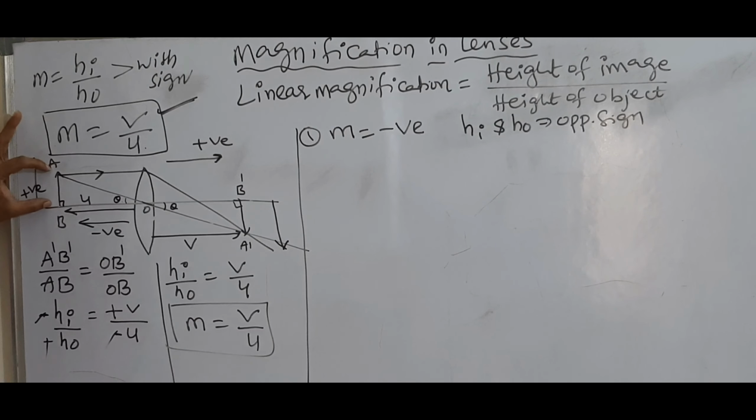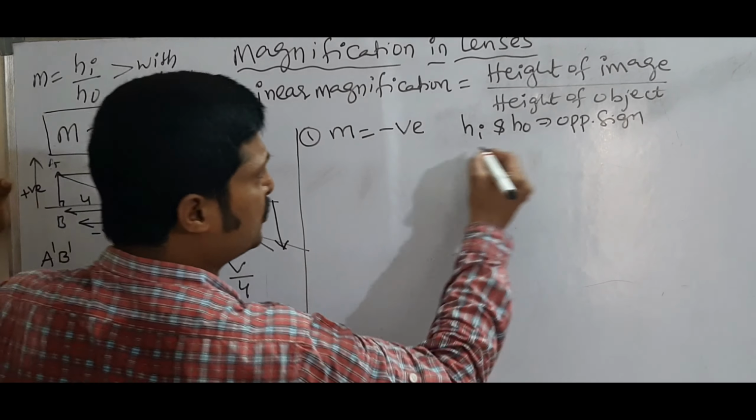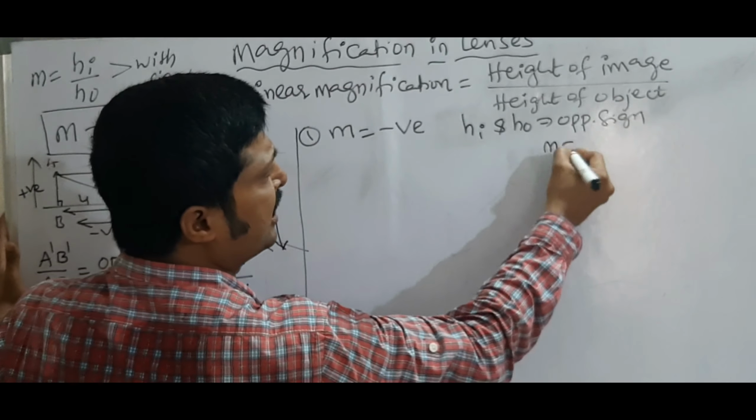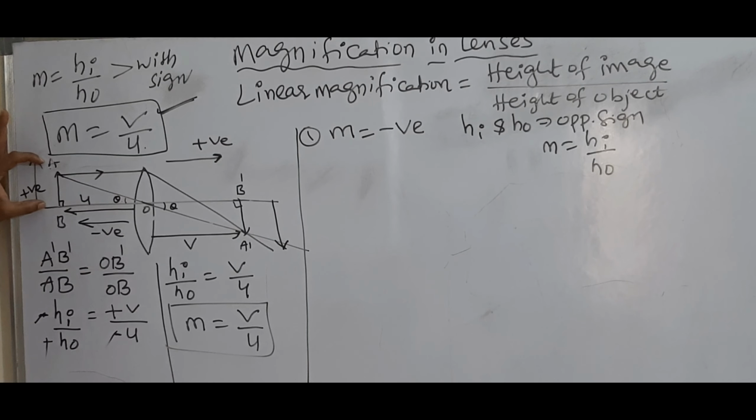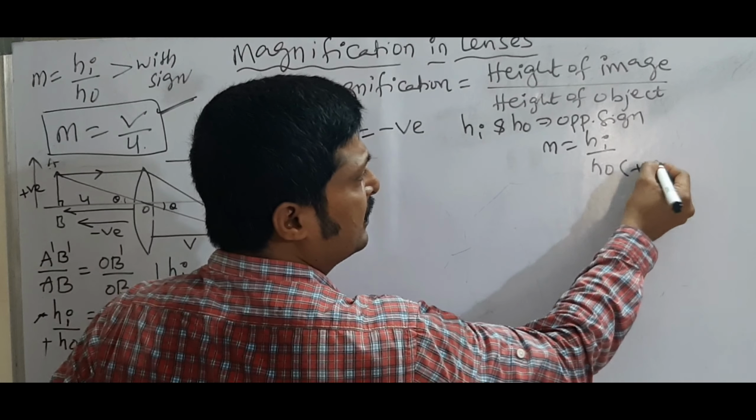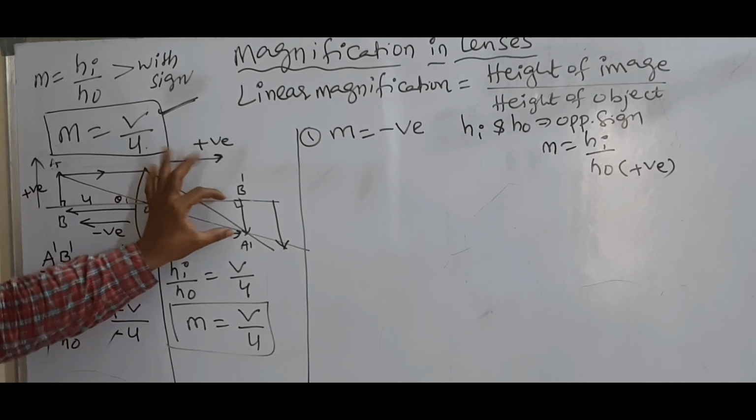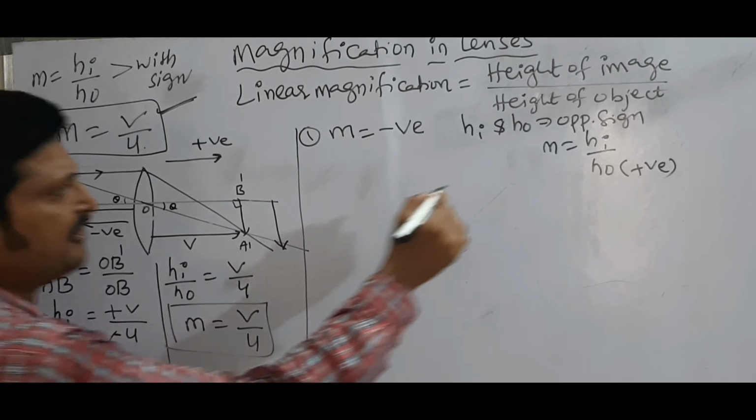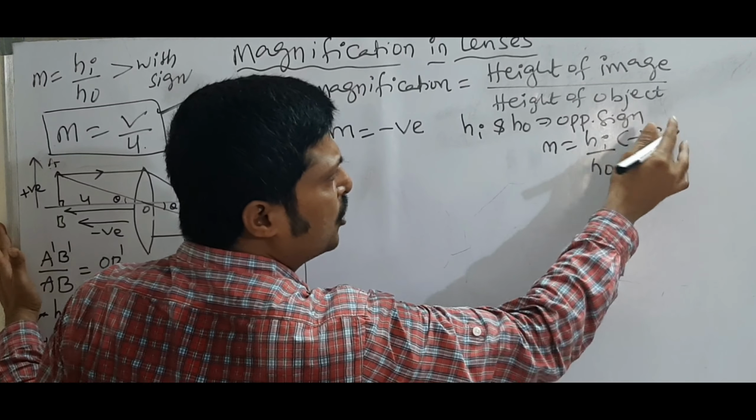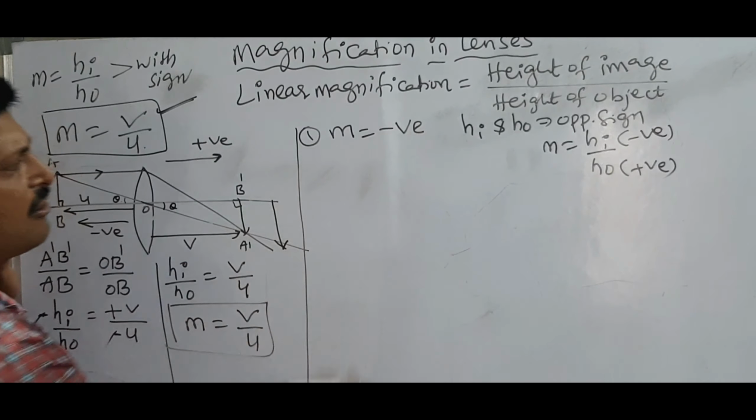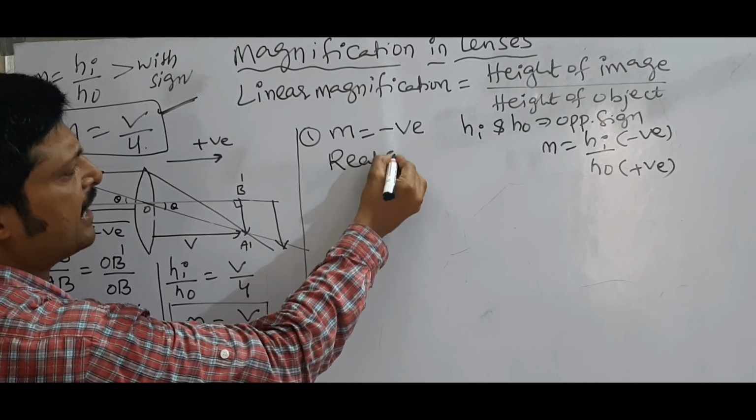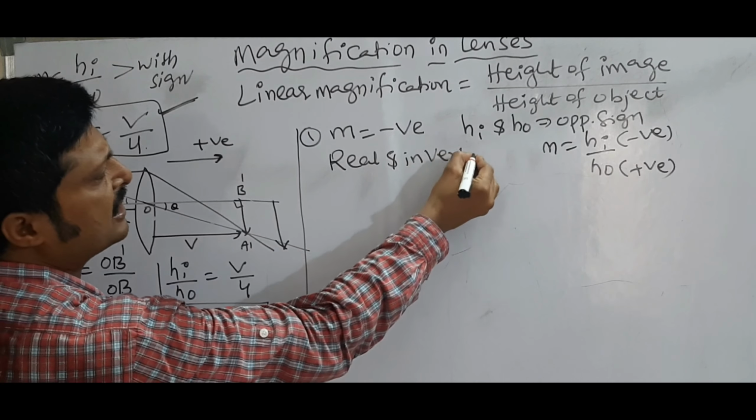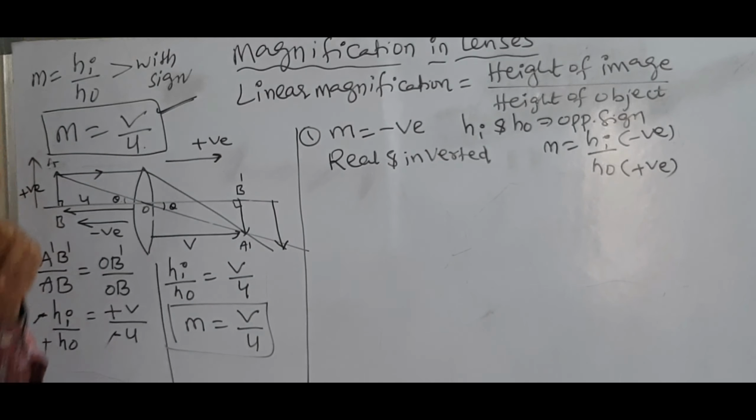See here, height of object is positive. So magnification is equal to height of image by height of object. Now if the image is real and inverted, height of image is negative. So negative by positive is equal to negative. If magnification is negative, which image is that? Real and inverted image. Right.